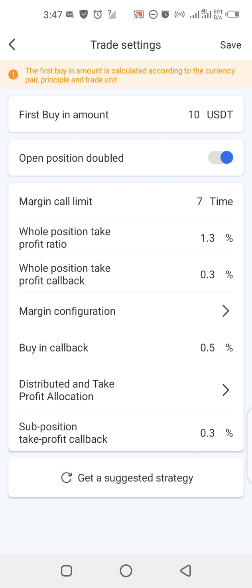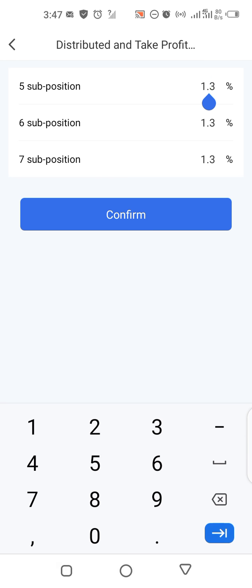So in the first 4, if you look at this, the first 4 will take off profit at 1.3, which was the whole position take profit ratio from the first margin call to the 4th margin call. Now that's where the whole position take off profit would be 0.3. But then the sub ones that have been given 2%, I put 2% and I confirm.